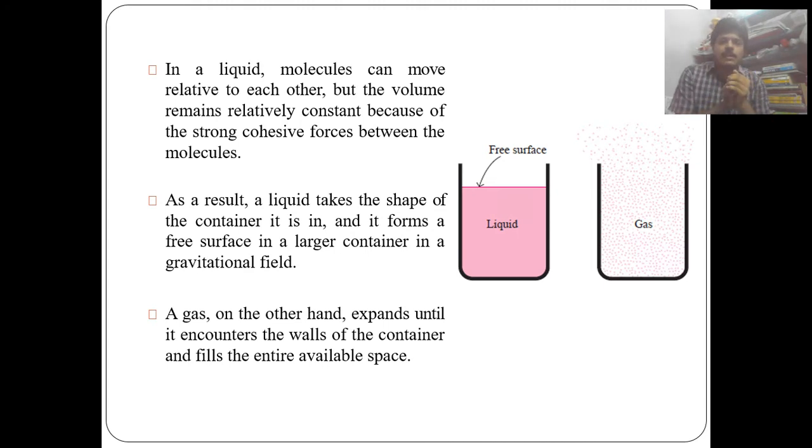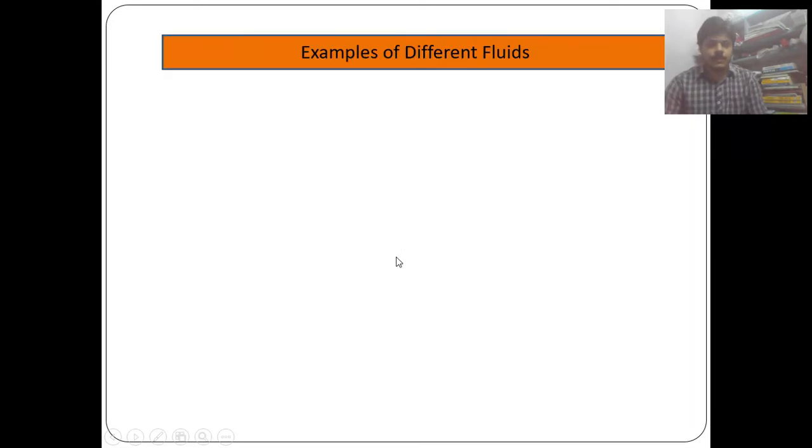As a result, a liquid takes the shape of the container it is in, and it forms a free surface in a larger container in a gravitational field. A gas, on the other hand, expands until it encounters the walls of the container and fills the entire available space. This is the difference between the liquid and the gas.